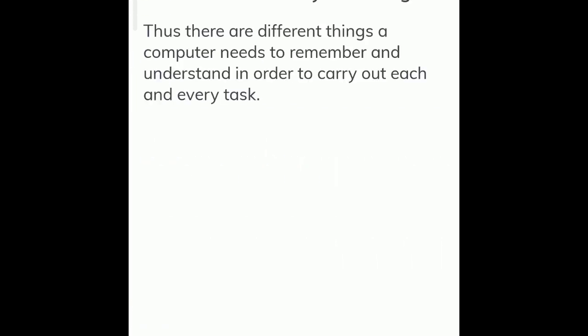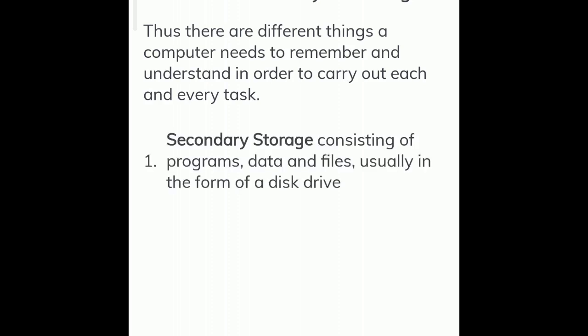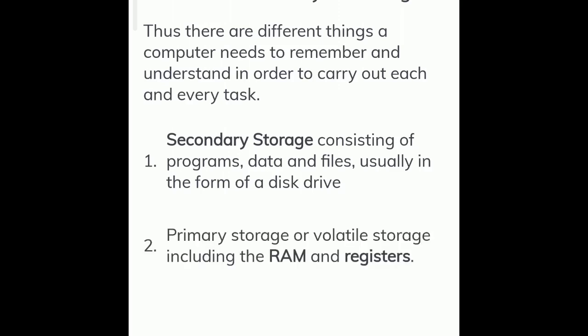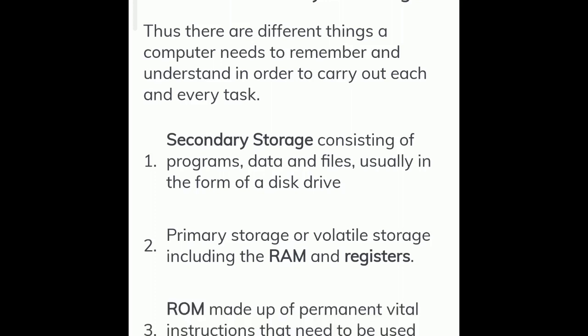Thus, there are different things a computer needs to remember and understand in order to carry out each and every task. Secondary storage consisting of programs, data and files, usually in the form of a disk drive. Primary storage or volatile storage including the RAM and registers. ROM made up of permanent vital instructions that need to be used from time to time.